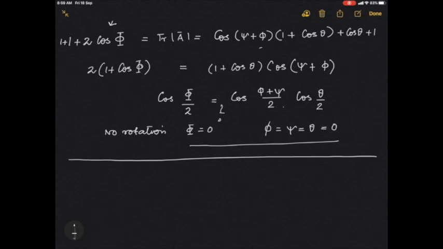So that we have learned how the general displacement of a rigid body about a fixed point can be given in terms of a single rotation about an axis. We'll use that in the next lecture.